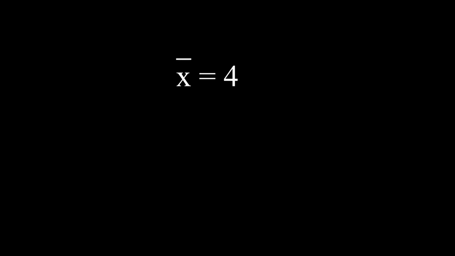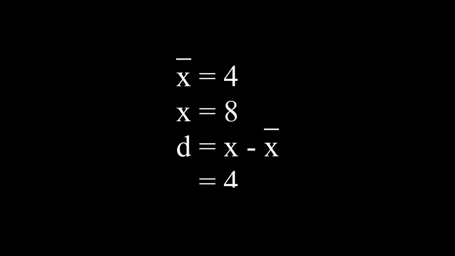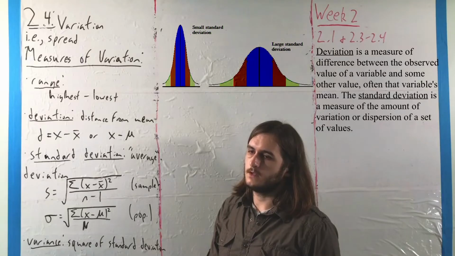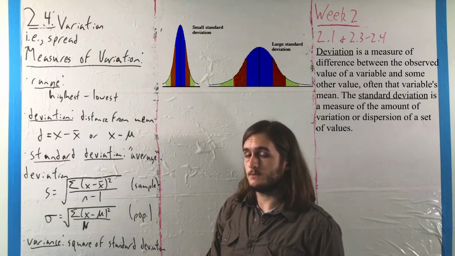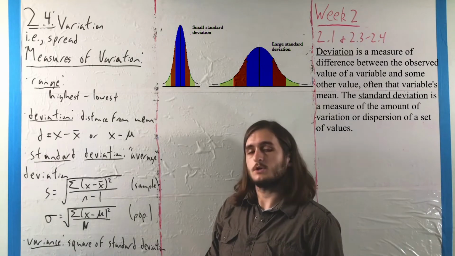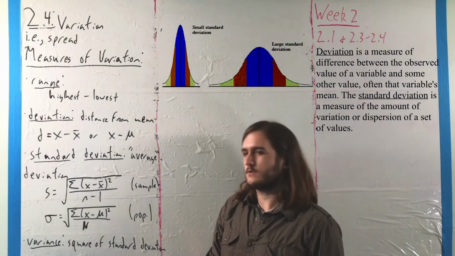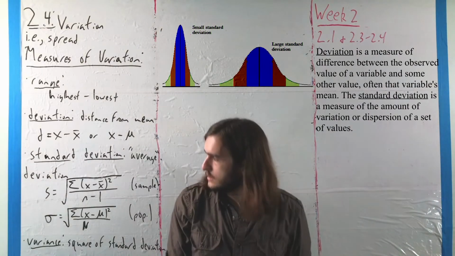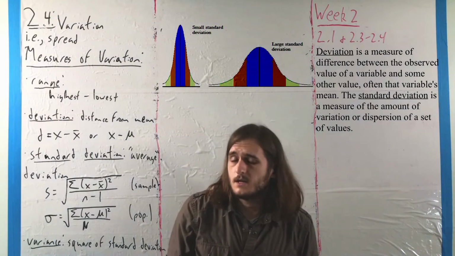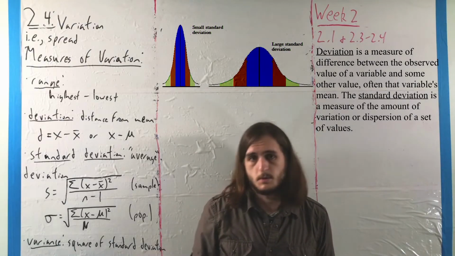So if the mean is 4 and the value you're comparing it to is 8, you have a deviation of 4. Or if the value was 0 and the mean was still 4, you'd have a deviation of -4. It's just how far away the value is, either above or below, from the middle. And that seems like the nice sort of thing to think about in the context of spread.